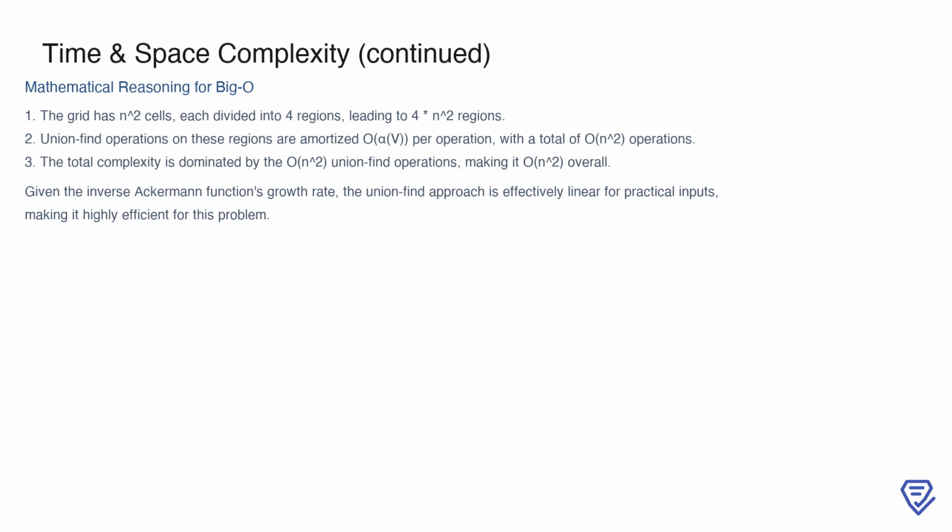The inverse Ackermann function, alpha(v), grows so slowly that it is practically constant for all reasonable input sizes, which is why the union find approach is incredibly efficient. This efficiency highlights the strength of the algorithm, making it suitable for solving problems of this nature within a manageable time frame and space usage, even for larger grids. Overall, the solution's O(n squared) complexity ensures scalability and demonstrates the power of mathematical reasoning and algorithmic optimization in handling grid-based problems like this one.